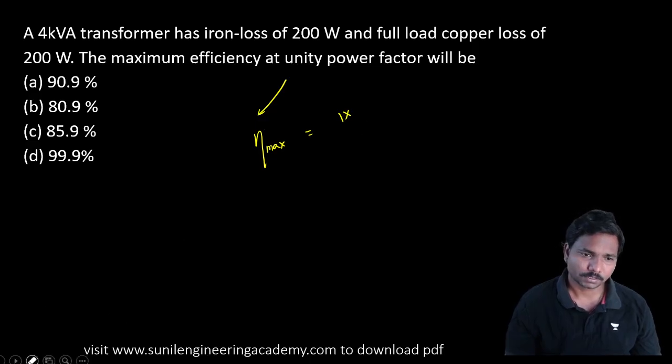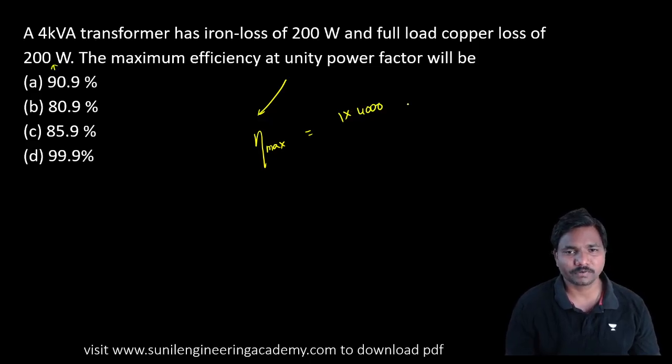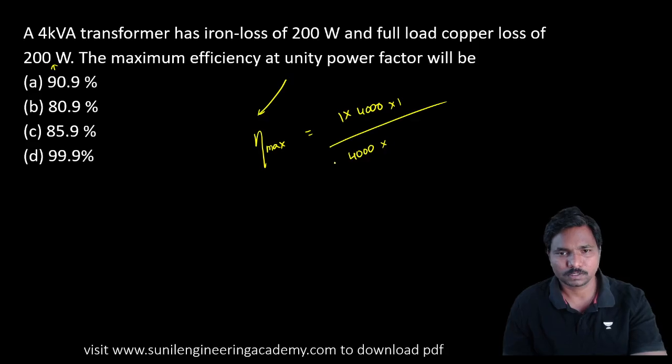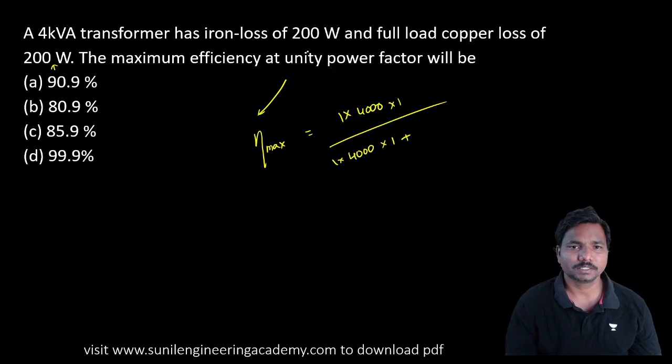Let us take 4000 VA. Why have I taken 4000 here? They have given the losses in watts, so I am going to take VA into power factor. The power factor is unity, so 1 into 4000 into 1 means 4000. So 1 into 4000 into 1 plus iron losses. Iron losses are constant, 200.